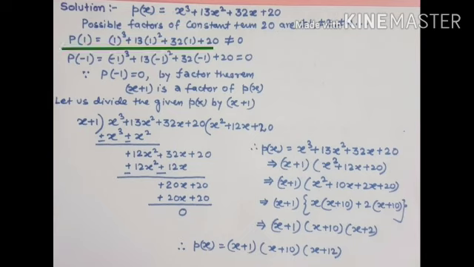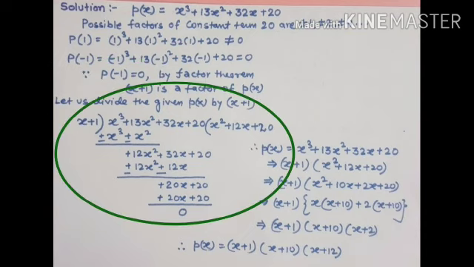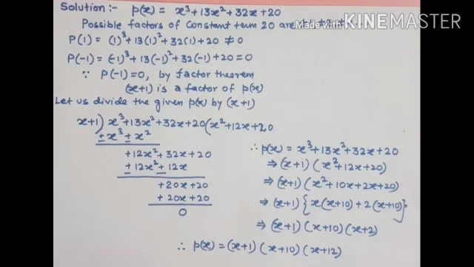You can see that when we put 1 in place of x, we didn't get 0. But when we put minus 1 in place of x in the polynomial, we get 0 as a result. By the factor theorem, if minus 1 is a zero of the polynomial, then x plus 1 must be a factor of the given polynomial. So we divide the given polynomial by x plus 1, and as you can see on the screen, the remainder we get is 0.